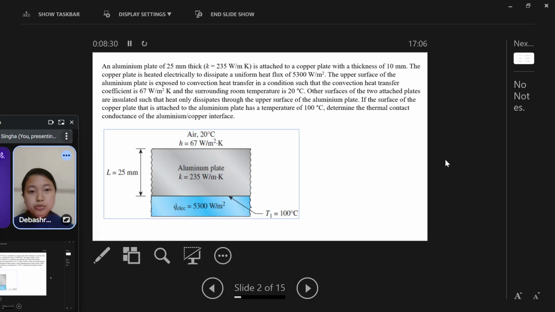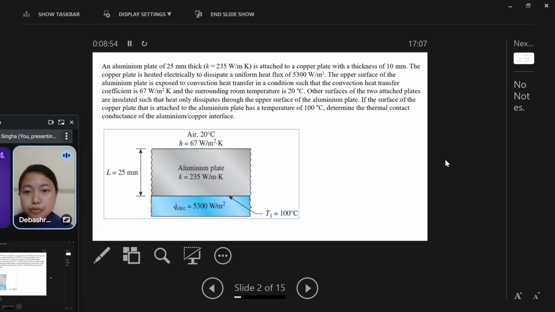Before moving on to the next set of problems, last class I said that I'll include a problem on contact resistance. So we'll start with that. We'll start with the contact resistance problem. So this is the first problem.